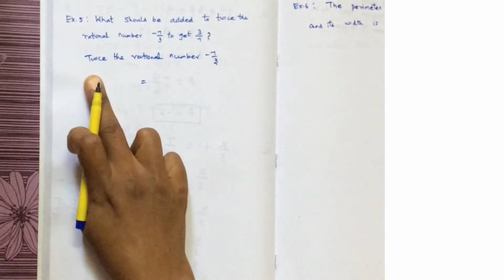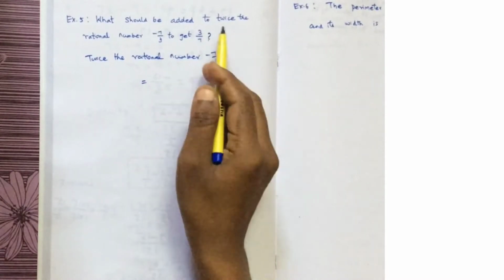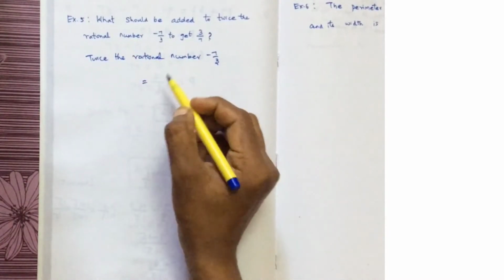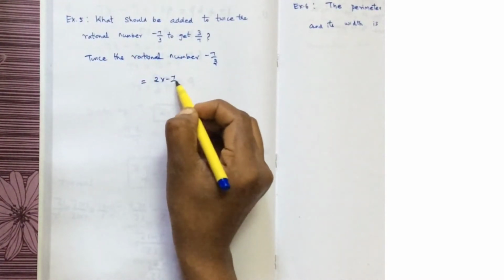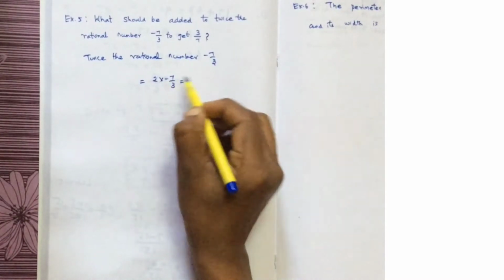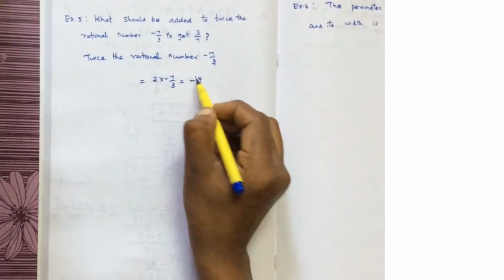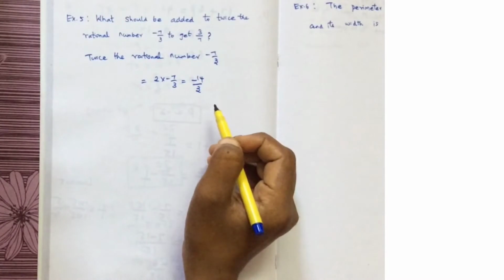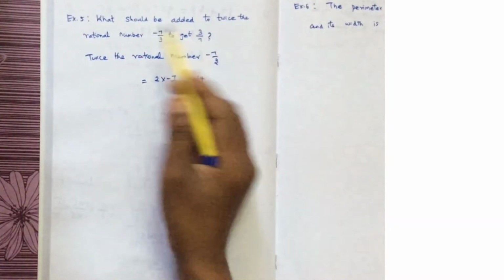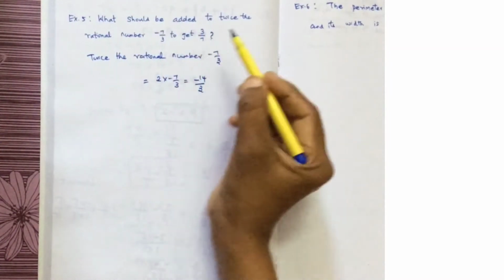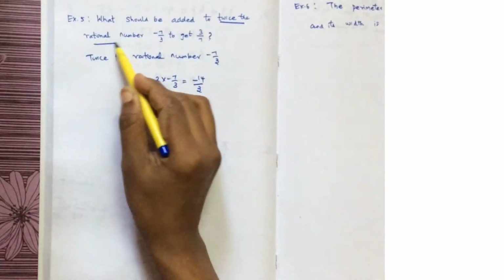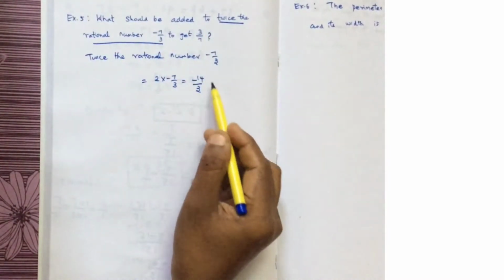Twice means you have to multiply it by 2. Twice the rational number minus 7 by 3: 2 multiplied by minus 7 by 3, 7 2s are 14, plus into minus is minus, by 3. Now the question changes to: what should be added to this twice the rational number? Twice minus 7 by 3 is minus 14 by 3.